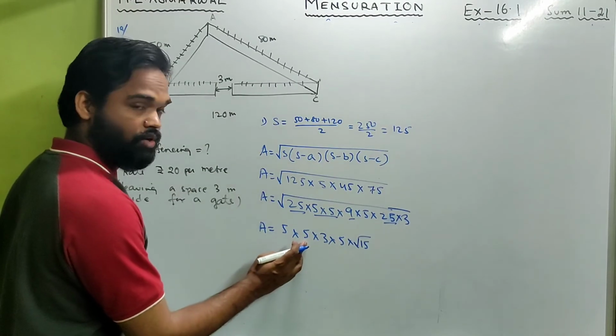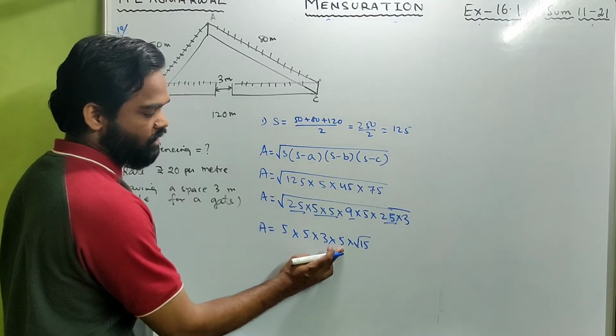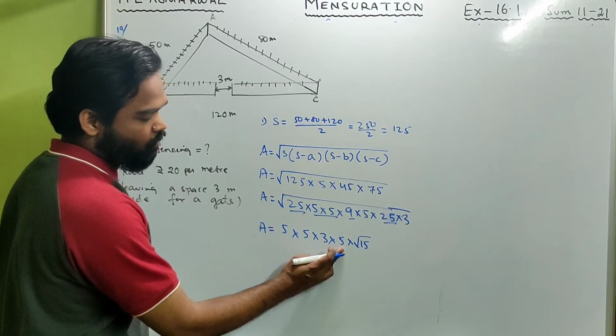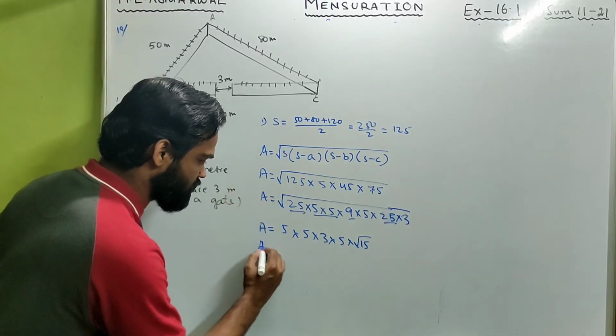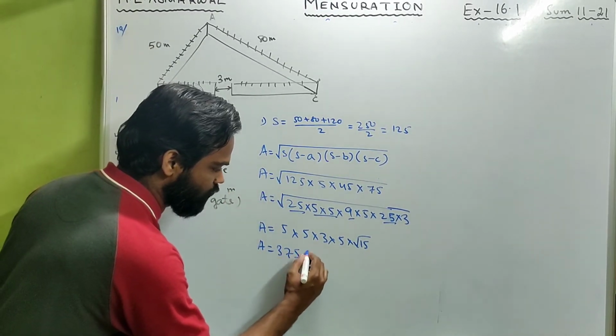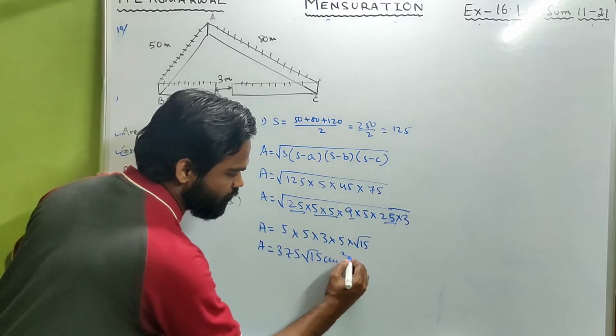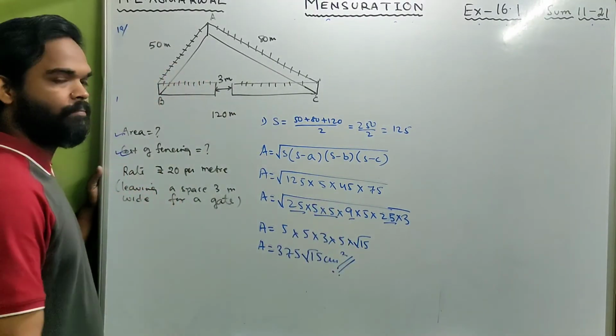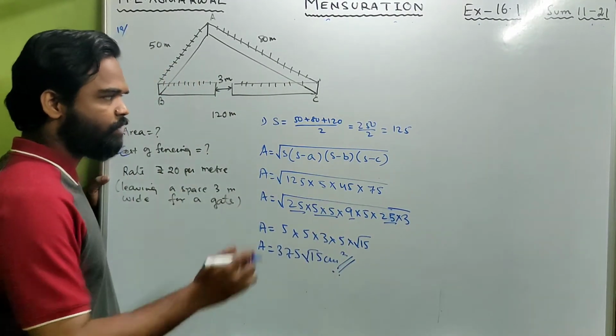So 5 5s are 25, 25 5s are 125. 125 into 3, that's 375 root 15 centimeters square. That's the area. The first part was very easy, you know.